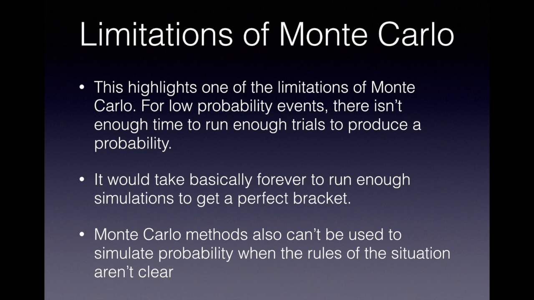Another limitation of Monte Carlo methods is that they can't be used to simulate the probability when the rules of the situation aren't clear. For example, we knew exactly that there were going to be 63 games in the tournament, or like if you're trying to mimic a poker game, you know that there's like 52 cards in the deck and 4 aces, and so if you're trying to get the 4 aces, you know exactly, you can figure out the probability. If you don't know the exact parameters of your situation, you're just not able to use Monte Carlo methods.